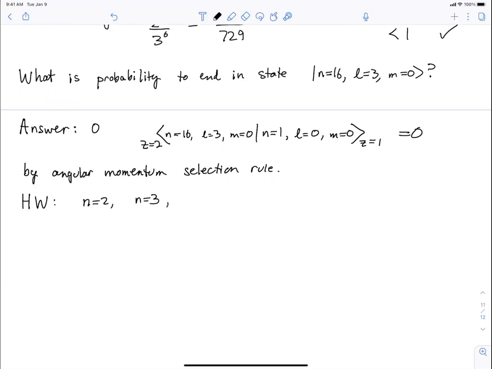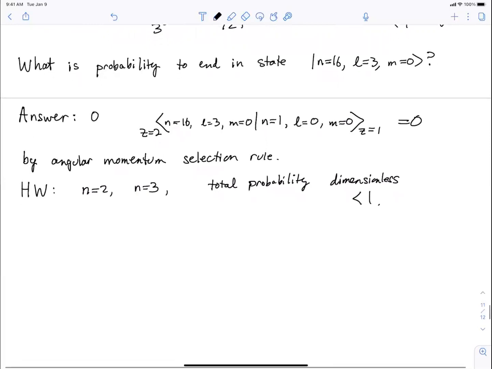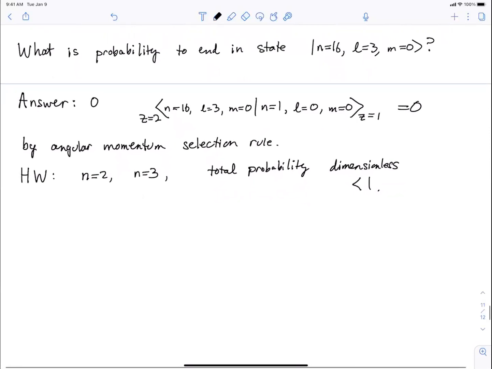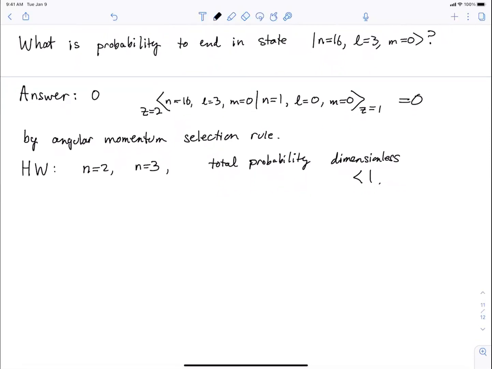And so things you should check, as you're asked to check in the problem, is that the total probability, when you add those things up, first of all, again, has to be dimensionless, but also has to be less than 1. So if you happen to get a number larger than 1, it means you may have dropped a factor of 2 or 2 to the 7th or something, and you should figure out what happened. Okay, any questions on those examples? All right.